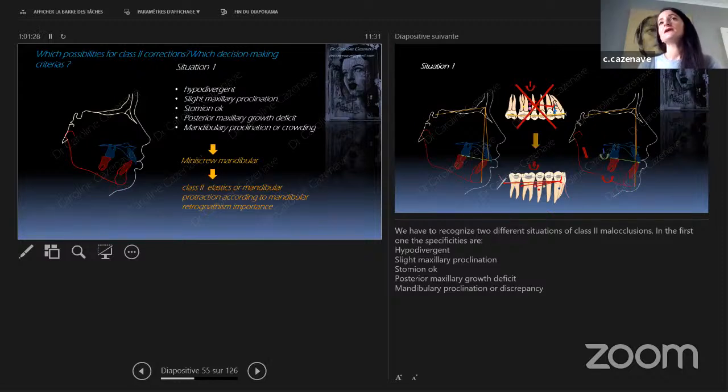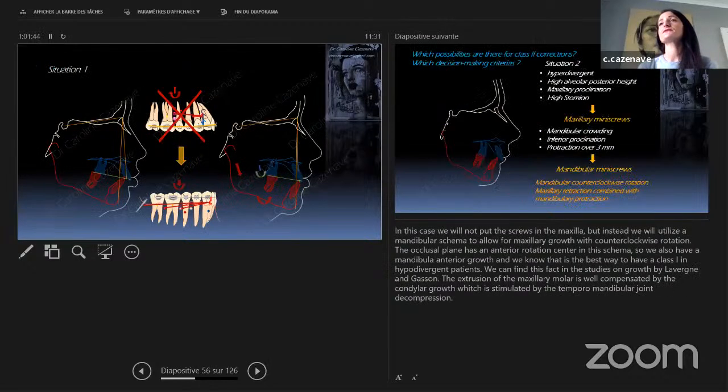In this case, we need to make the choice to put the mini screws in the mandibular arch, and we use class 2 elastics or mandibular protection according to the mandibular retrognathism importance. So you have understood that in this case, we will not put the screw in the maxilla, but instead we will utilize a mandibular schema to allow for maxillary growth with counterclockwise rotation. The occlusal plane has an anterior rotation center in this schema.